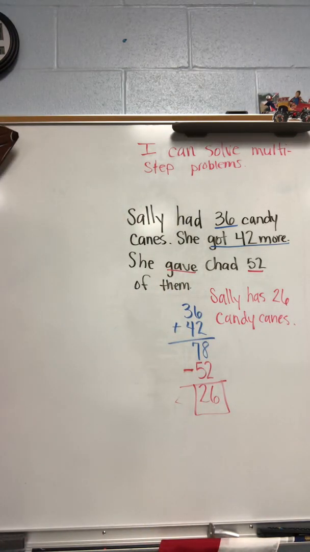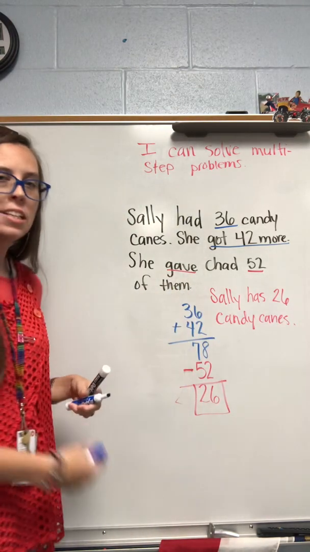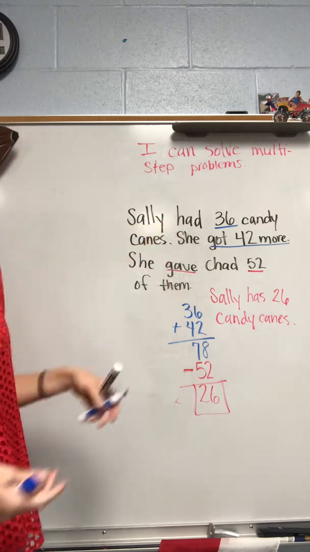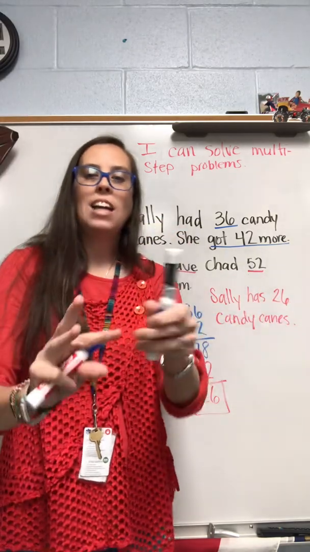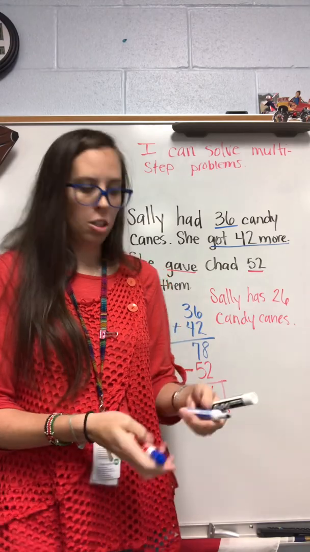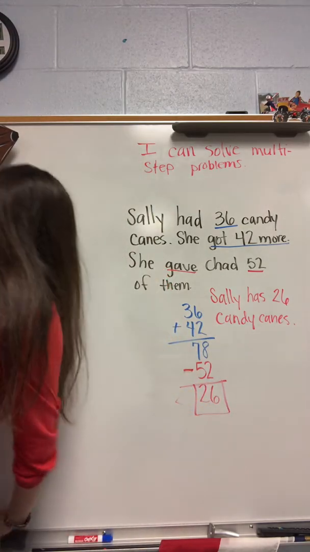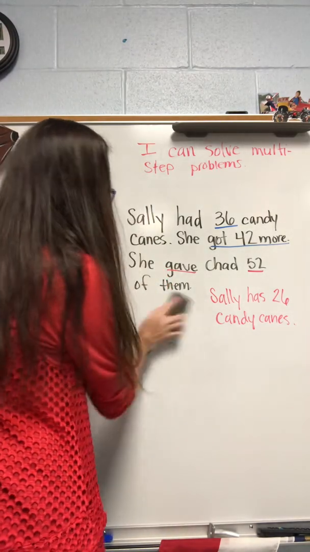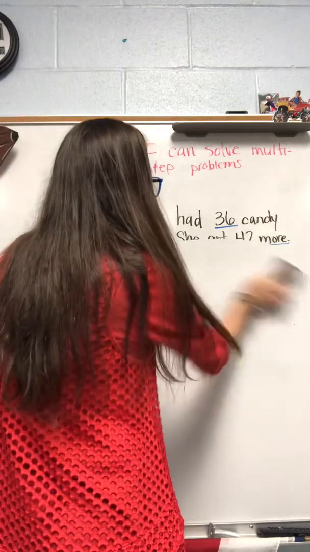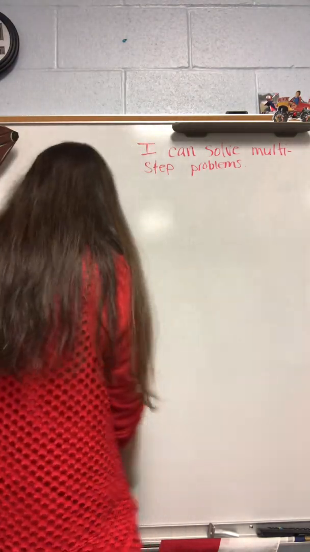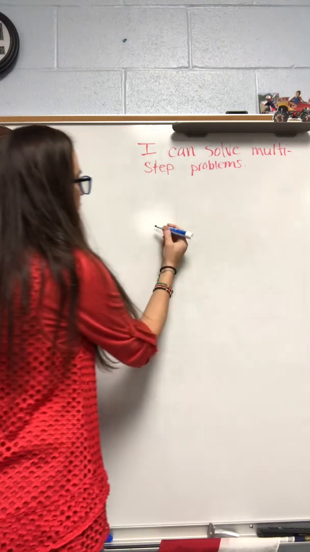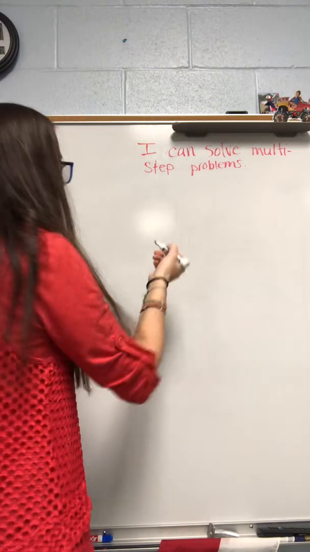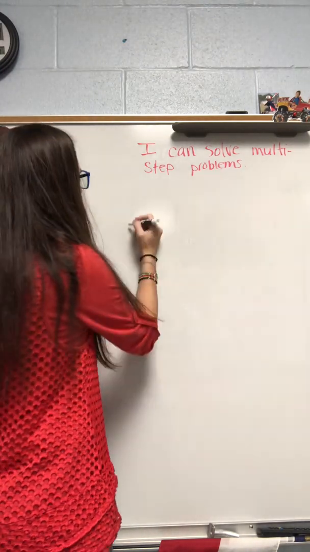So sometimes it will give you the problem, and sometimes it'll give you a word problem that you have to find the information, and then you have to make a problem to solve it. Let's look at one more multi-step word problem here. Let's see. And write it in my black marker. Okay, here we go.